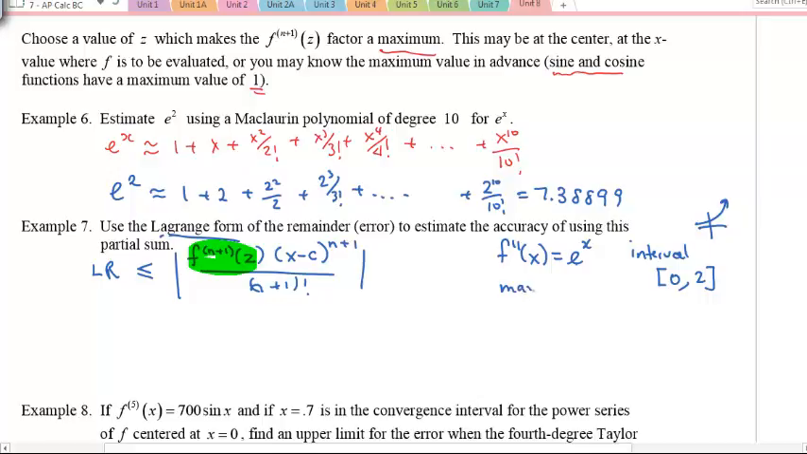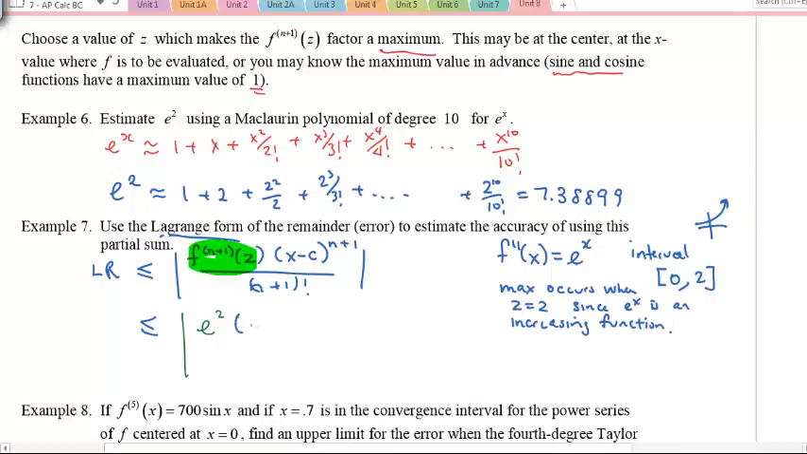So the maximum occurs when the z value equals 2, since e to the x is an increasing function. For an increasing function, we know the maximum occurs at the right endpoint. So therefore, what I should replace that green bit with is the value e squared, because I know that's the largest it could be.